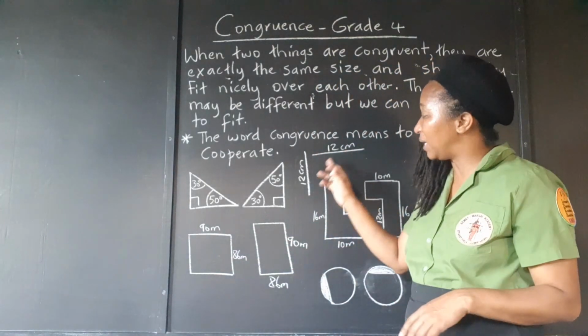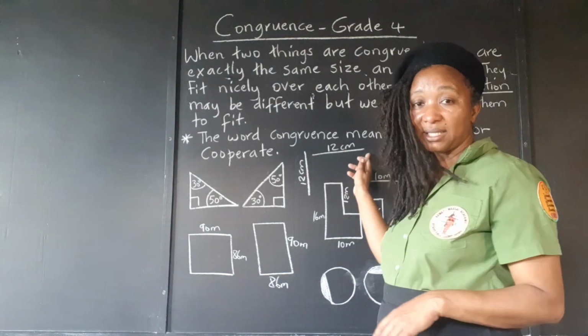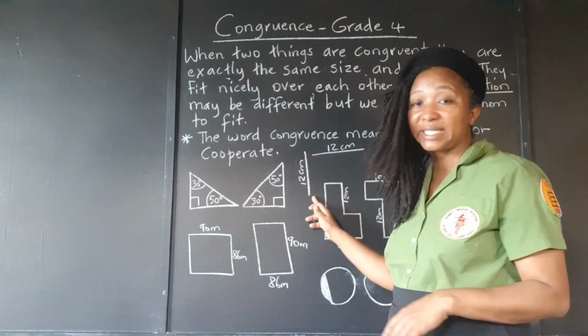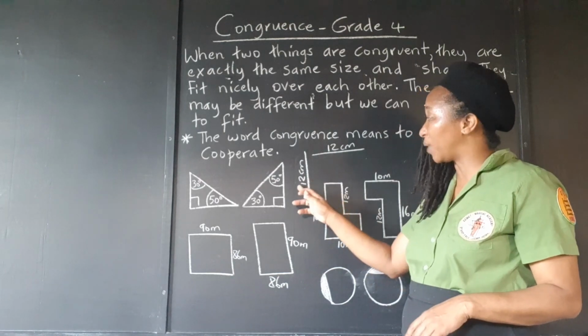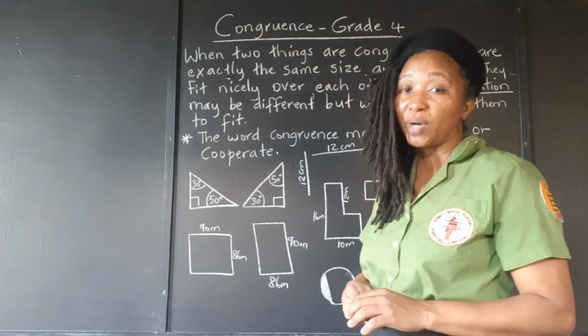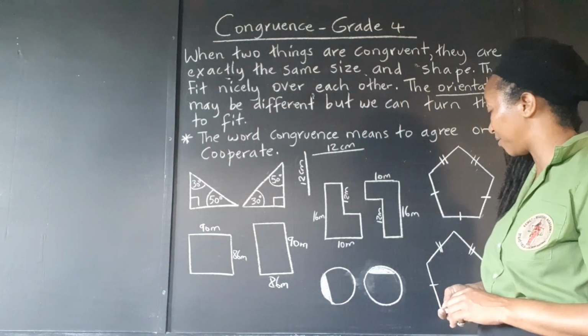How about these two lines? One is oriented horizontally. One is oriented vertically, but they are both 12 centimeters. That means they are congruent to each other.